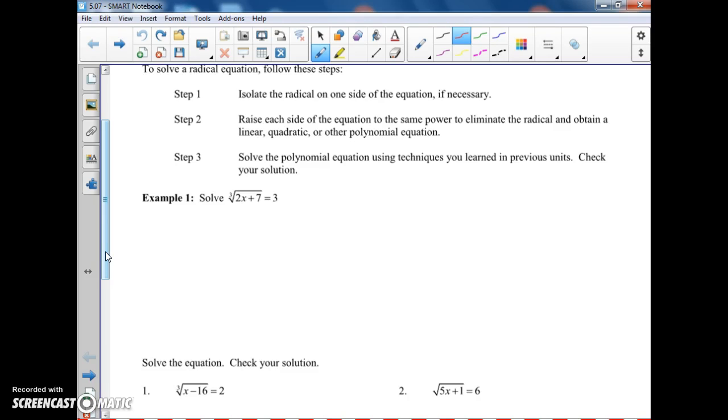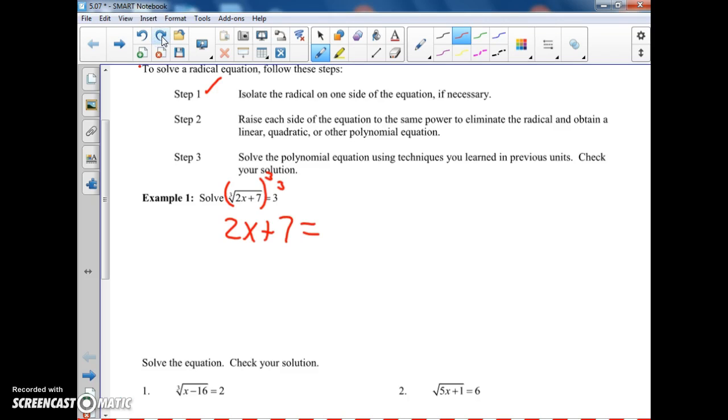So we did step number 1. It's by itself. Now we got to cube it. So you're going to cube the left side of the equation, and you're going to cube the right side of the equation. So tell me this. What's the cube root of 2x plus 7 cubed? What's it going to become? 2x plus 7.